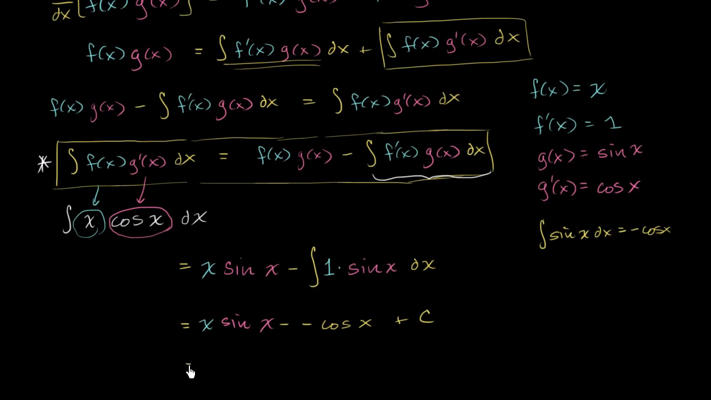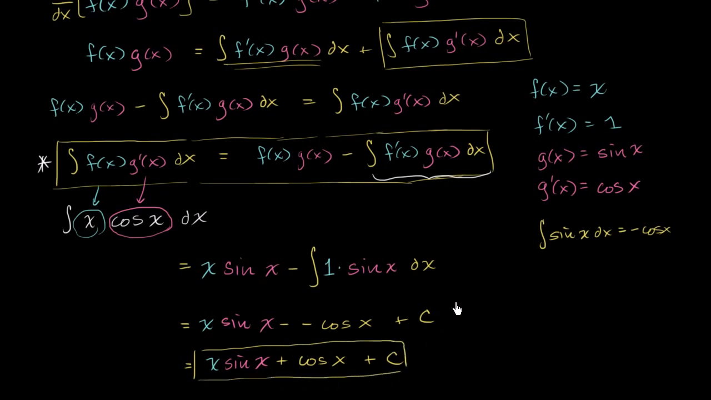And so this is all going to be equal to, drum roll now, x times sine of x, subtract a negative, that becomes a positive, plus cosine of x plus c. And we are done. We were able to take the antiderivative of something that we didn't know how to take the antiderivative of before. And that was pretty interesting.